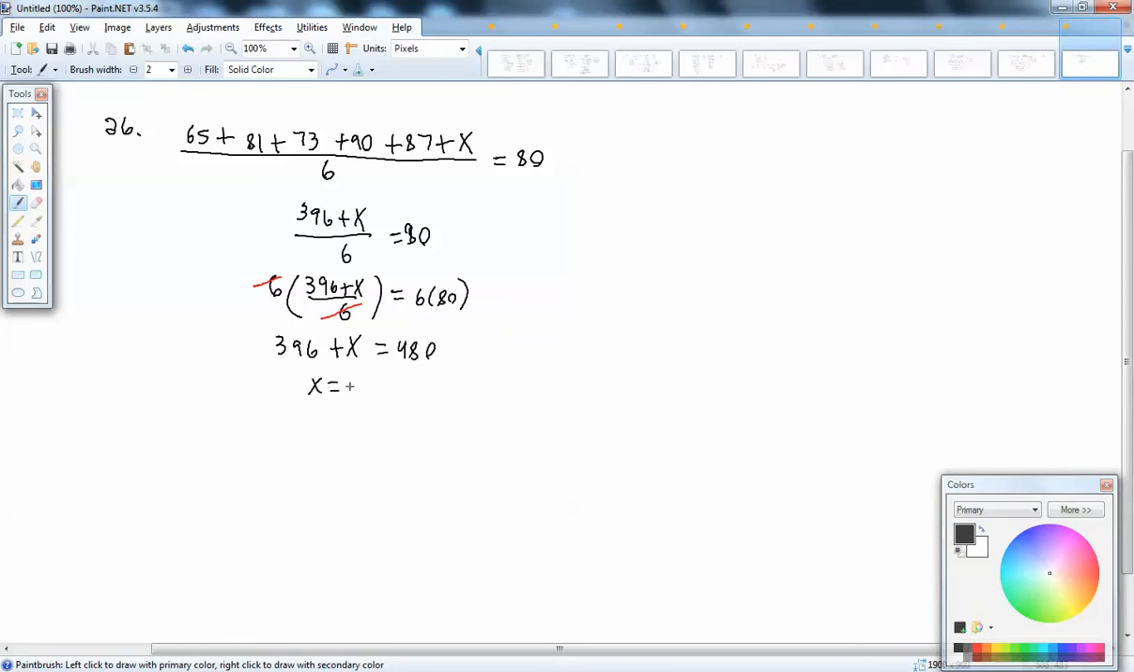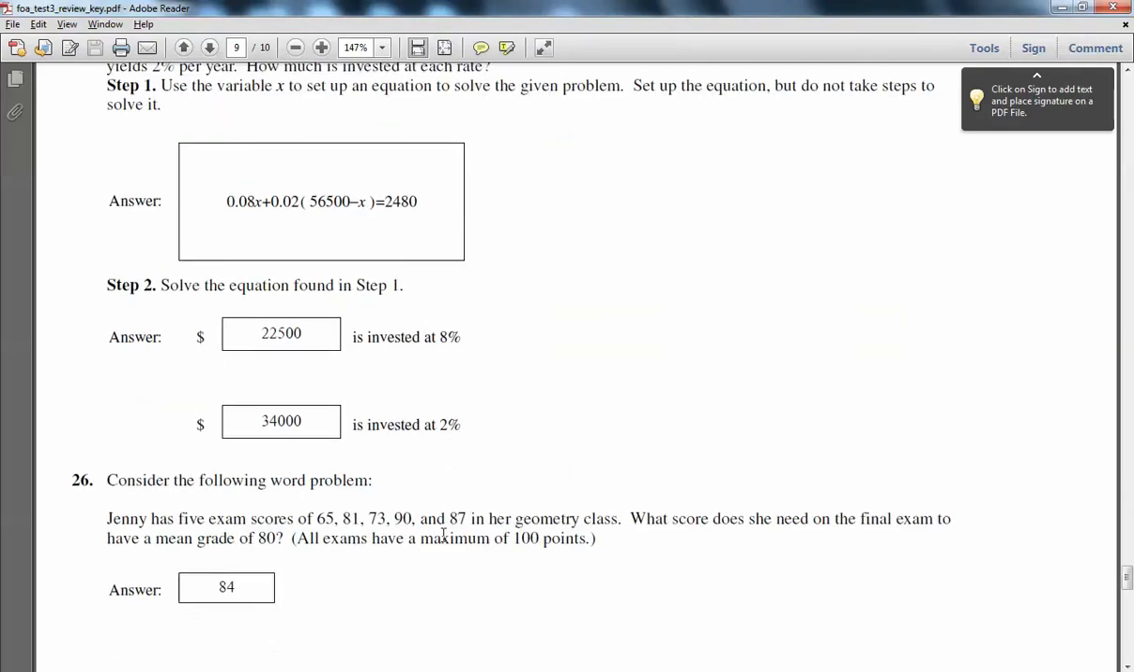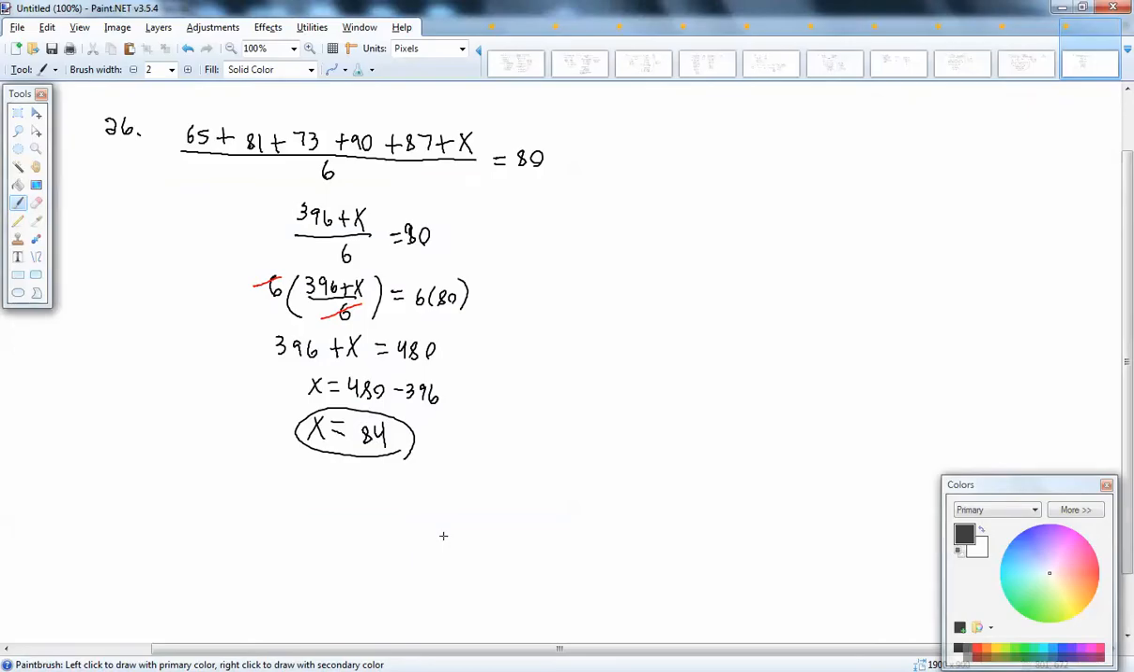Take the 396 over, we get 480 minus 396, and we get 84. So it needs to get an 84 on the final to get that grade. 84 to get an 80. Okay. 84.